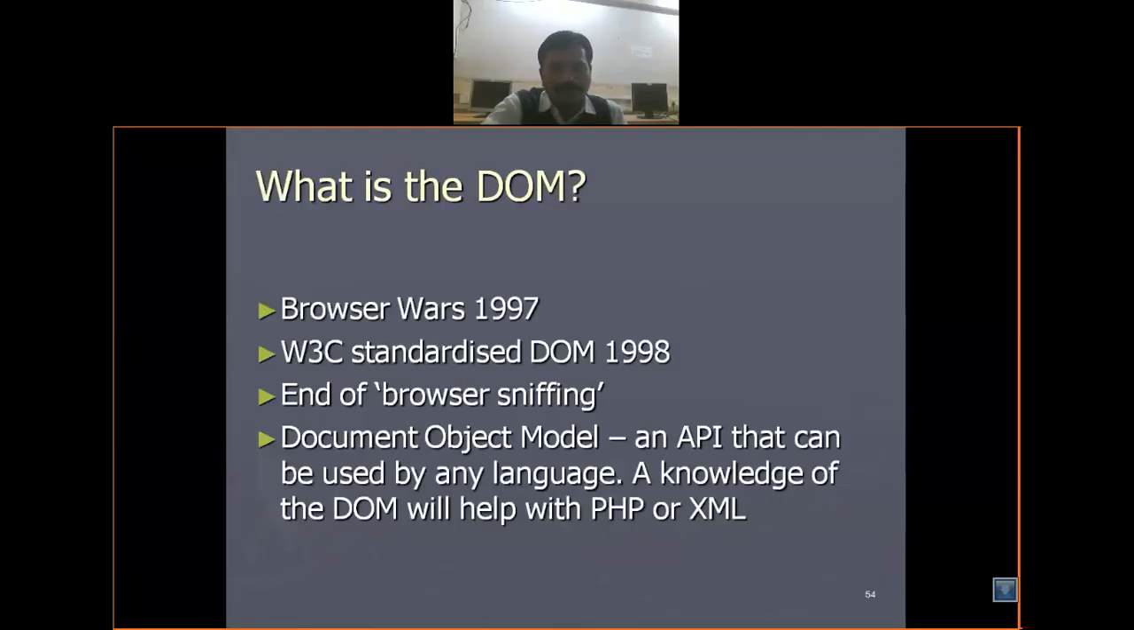The browser started in 1997. W3C, that is a consortium standard, started the DOM in 1998. It was the end of browser sniffing. The Document Object Model API can be used with any language, and knowledge of the DOM will help with PHP and XML.